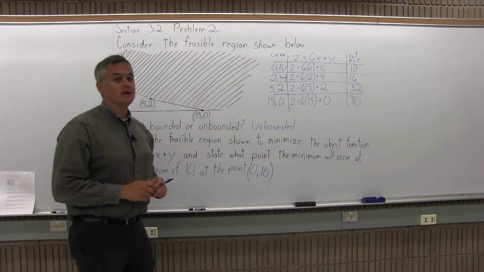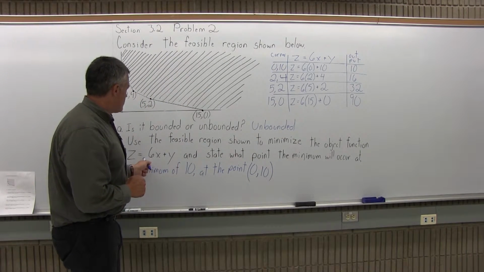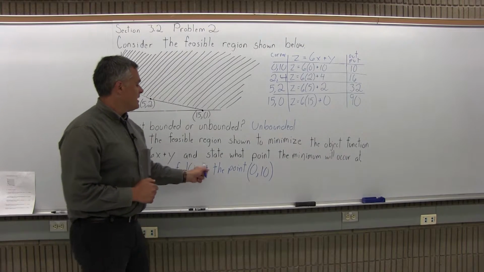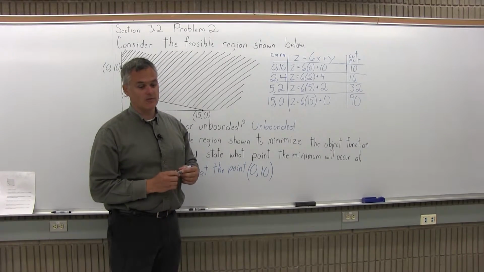So that's the answer to part C. The minimum for the object function z equals 6x plus y for this feasible region is 10. And the point that produces the 10 is the point 0, 10: 0 for x and 10 for y.